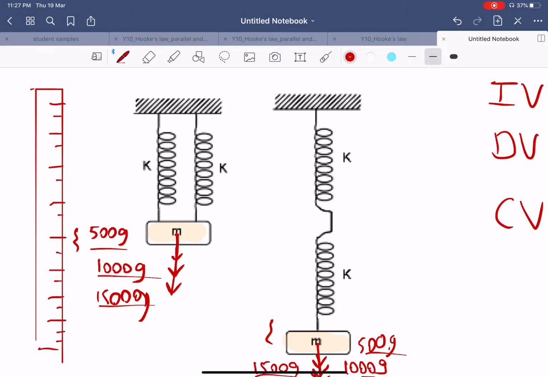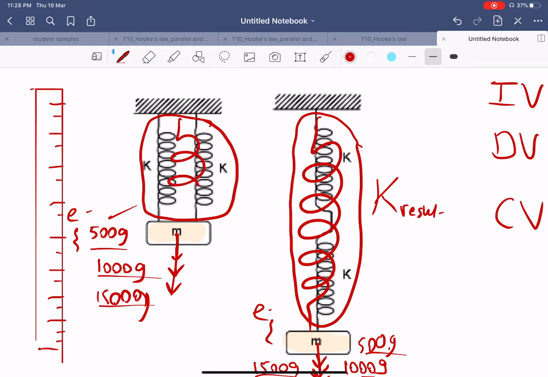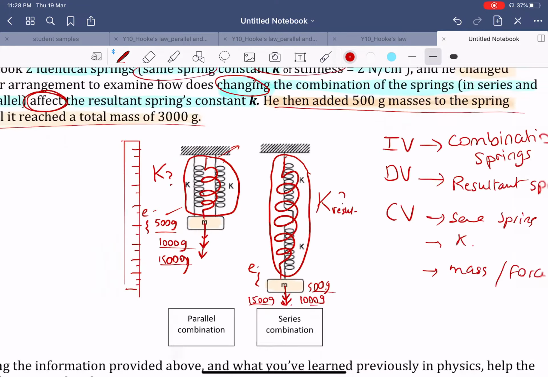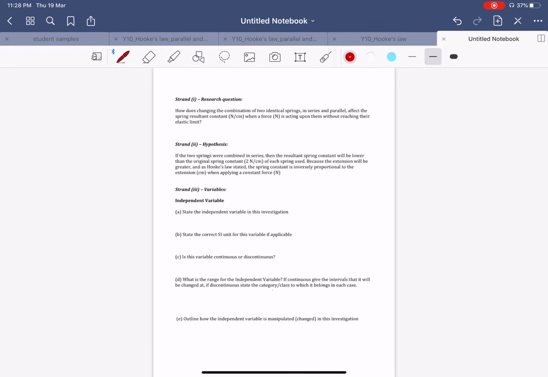Okay, and what I'm measuring is the extension, and then after finding the extension and having the force, I'm going to find K, resultant K. What do I mean by resultant K? It means if I consider these two systems as one system, one spring, and if I consider these two systems as also one spring, what would K, the constant of the spring, be compared to the single spring? That's the whole investigation. Okay, so because I know I talk a lot, I'm going to skip everything.